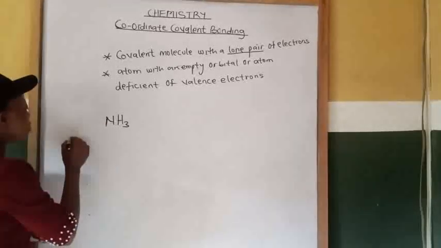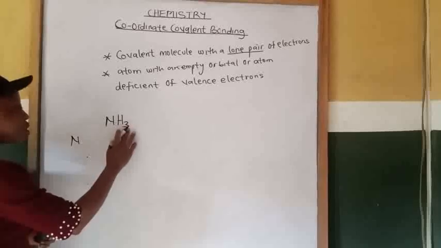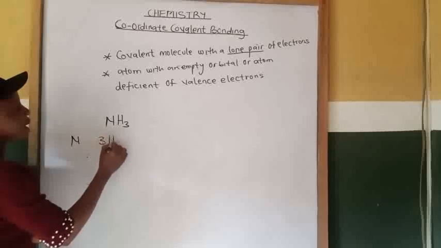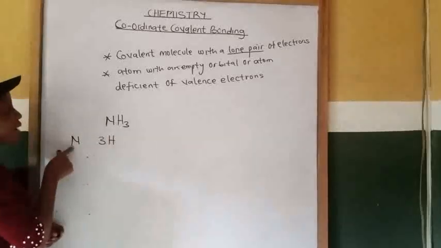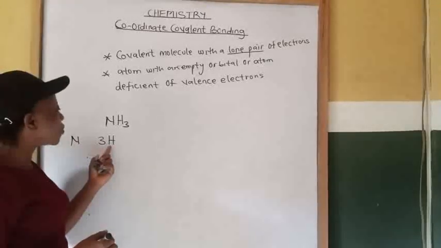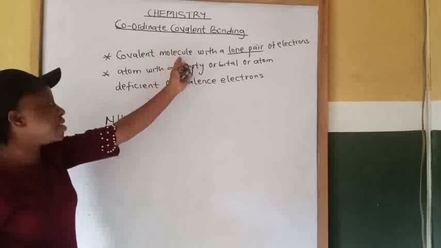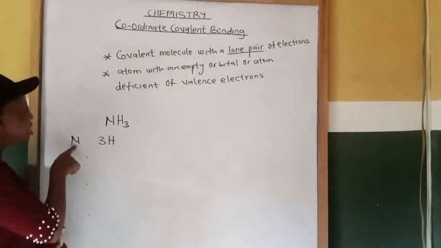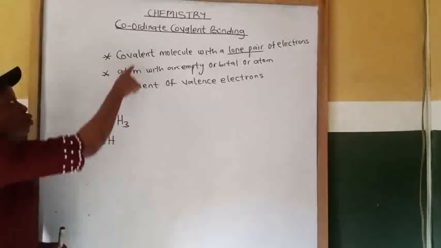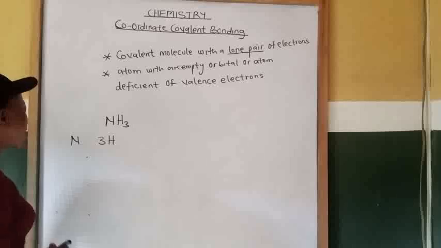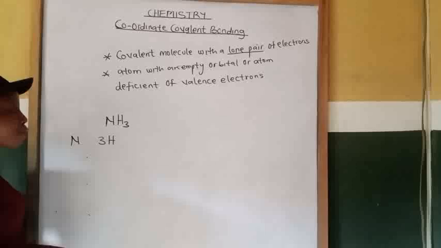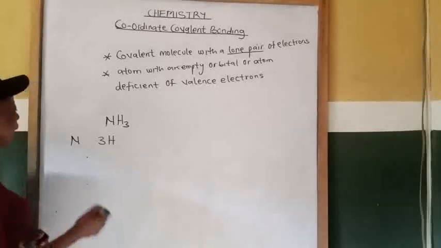Then ammonia consists of four atoms: one atom of nitrogen and three atoms of hydrogen. So one atom of nitrogen plus three atoms of hydrogen will give us a covalent molecule. Nitrogen is a non-metal, and hydrogen is also a non-metal, so non-metals will give us a covalent molecule. Now let's draw the structure of the ammonia molecule. NH3 is called ammonia. So let's derive the structure of the ammonia molecule.